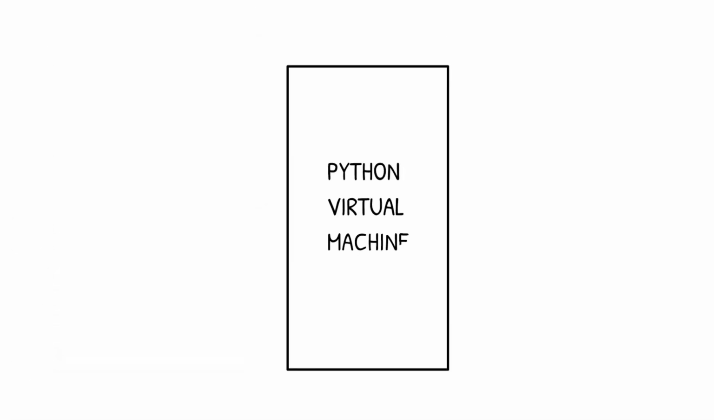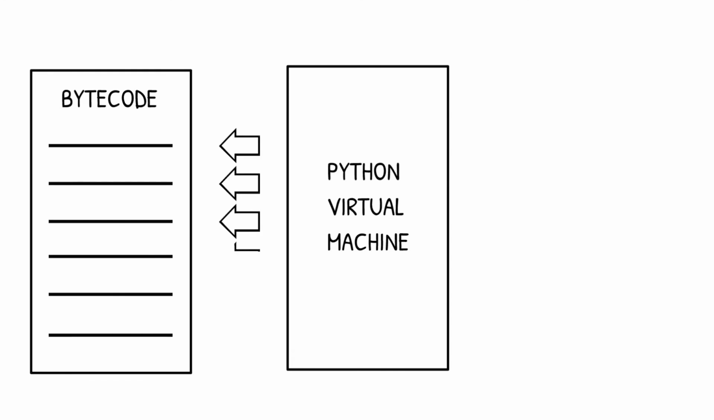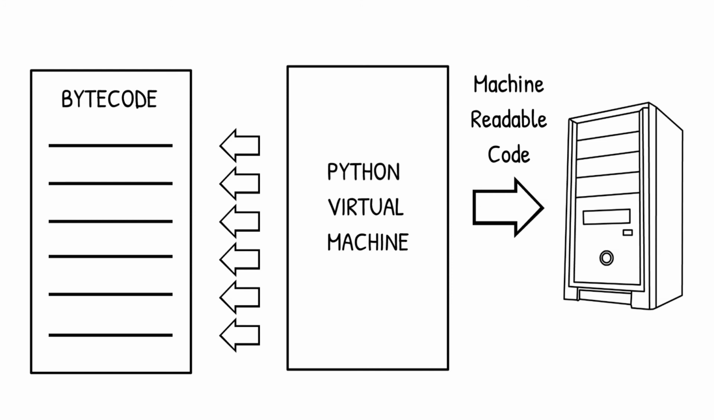Using this stack-based approach, the Python virtual machine runs through the bytecode, line by line, and converts to machine-readable code, for further processing by the CPU. This is how a Python virtual machine processes the bytecode.